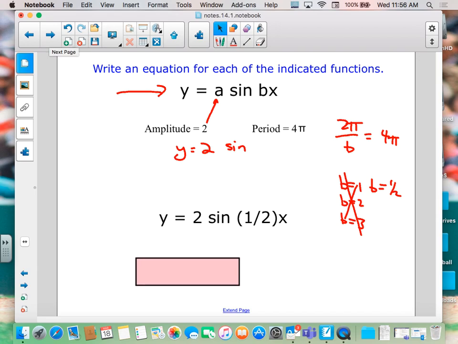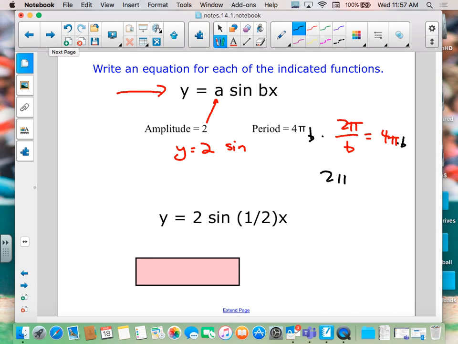The other way, if you don't like that, if you can't picture it, you can make this an equation to solve for b. What would you do? Multiply both sides by b. You now have 2 pi equals 4 pi b. Remember what you're solving for. You're trying to find b. So this was my equation. Period is 2 pi over b. In this case, it's equal to 4 pi. I multiply both sides by b. Those cancel. And now, to solve for b, I divide both sides by 4 pi. Well, what is 2 pi divided by 4 pi? Pi's cancel, 2/4, 1 half. So that's what I said. You can do it with your common sense, or you can do it mathematically.